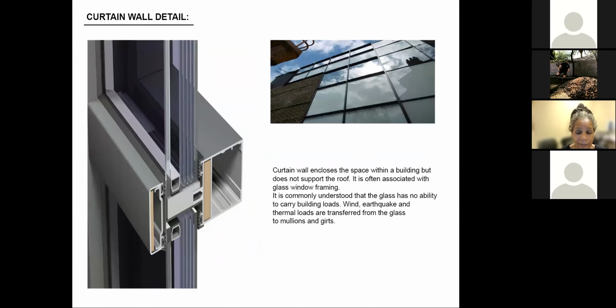And the last material is the curtain wall. We have shown the curtain wall detail. To the left side is the section of the curtain wall detail, and to the right side, we have shown how the curtain wall looks. Basically, the curtain wall encloses the space within a building, but does not support the roof. It is often associated with glass window framing. It is commonly understood that the glass has no ability to carry building loads. The wind, earthquake, and thermal loads are transferred from the glass to the girts and the mullions.